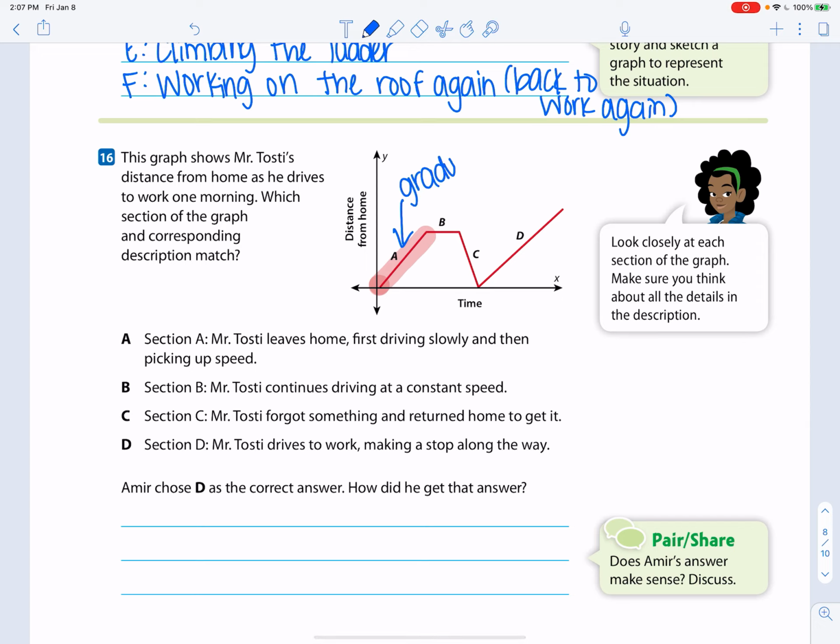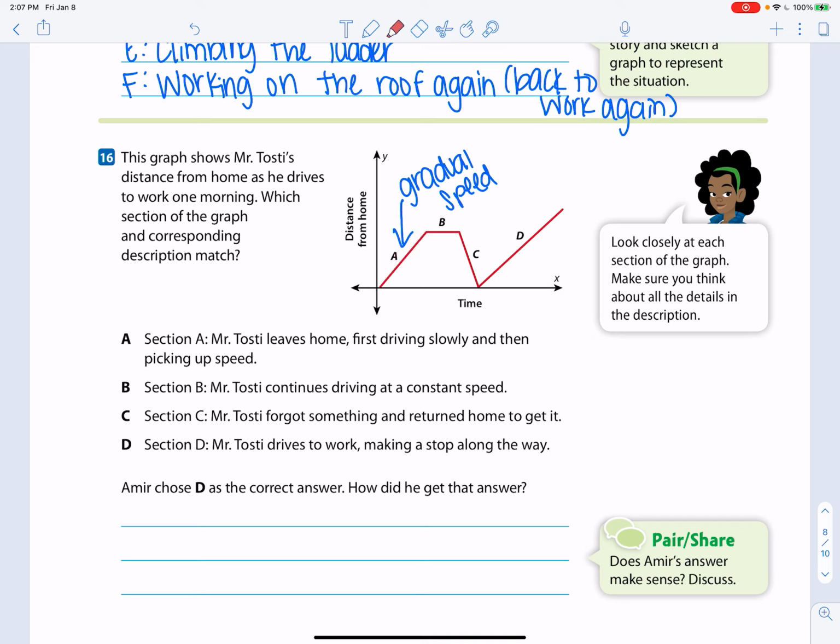So a gradual speed here. There's no evidence in this graph that shows that he did two different things, that he was driving slow and then picked up speed. No, because if he did that, it would look something like this, like he drove slow and then picked up speed. But that's not what happened, okay? It's only the one thing, so he was driving steadily.